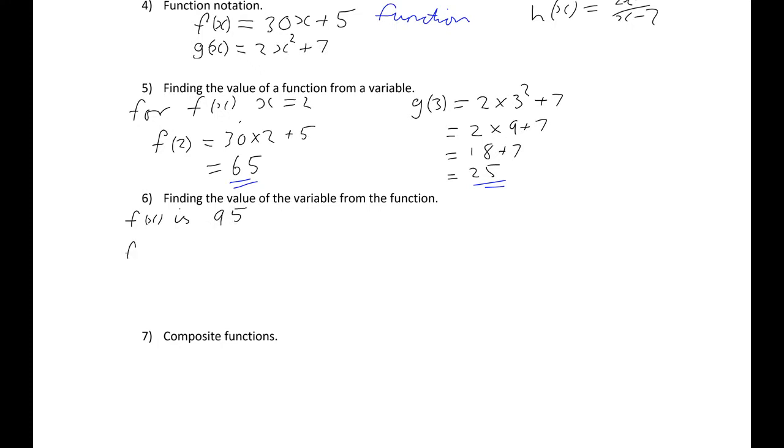What I want to write is this. F of x equals 95. Okay, so what that means is that 30x plus 5 equals 95. Take away 5, 30x equals 90, so x equals 3. And we've been able to find our value of x from that. Again, we just don't want to have to do much writing, and so we use this notation to simplify things.